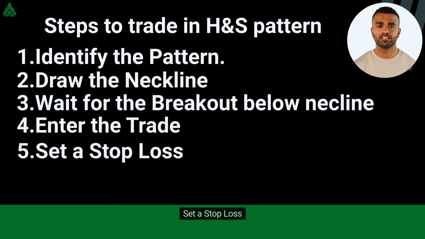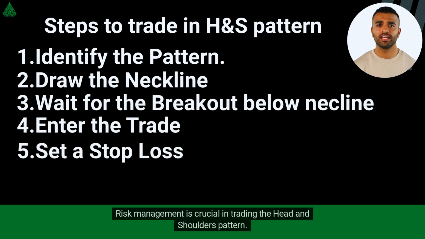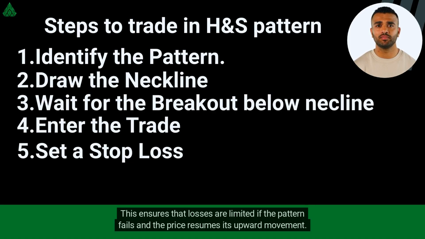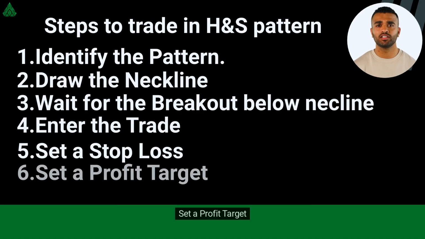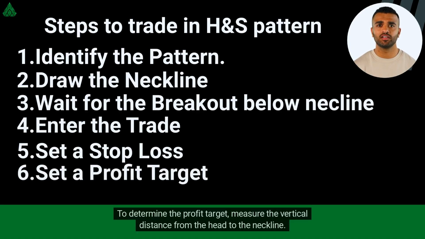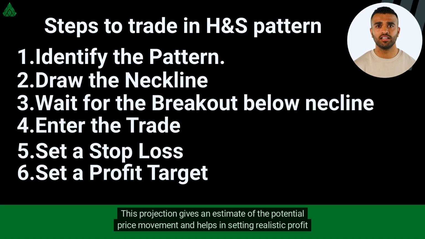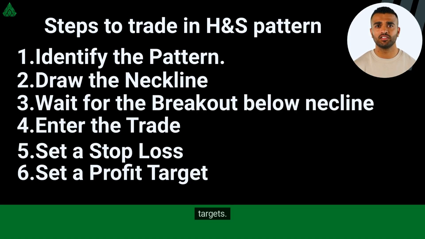Set a stop loss. Risk management is crucial in trading the head and shoulders pattern. Place a stop loss above the right shoulder to protect against unexpected price movements. This ensures that losses are limited if the pattern fails and the price resumes its upward movement. Set a profit target. To determine the profit target, measure the vertical distance from the head to the neckline. Project this distance downwards from the point where the price breaks the neckline. This projection gives an estimate of the potential price movement and helps in setting realistic profit targets.